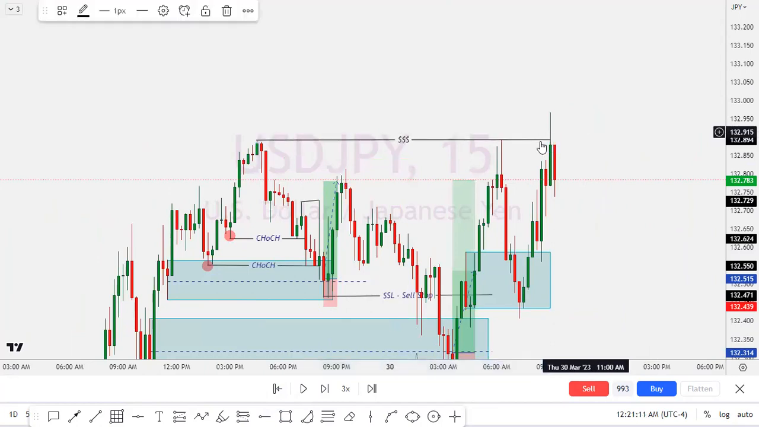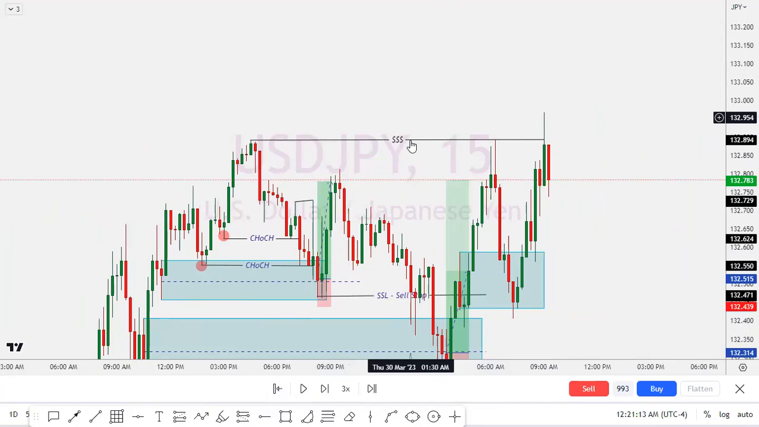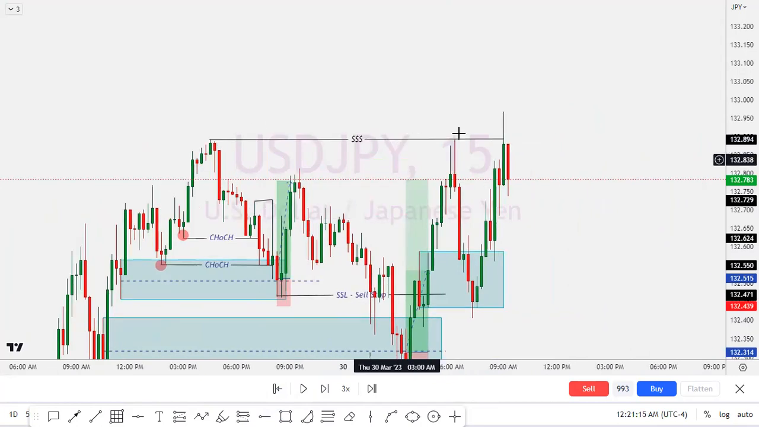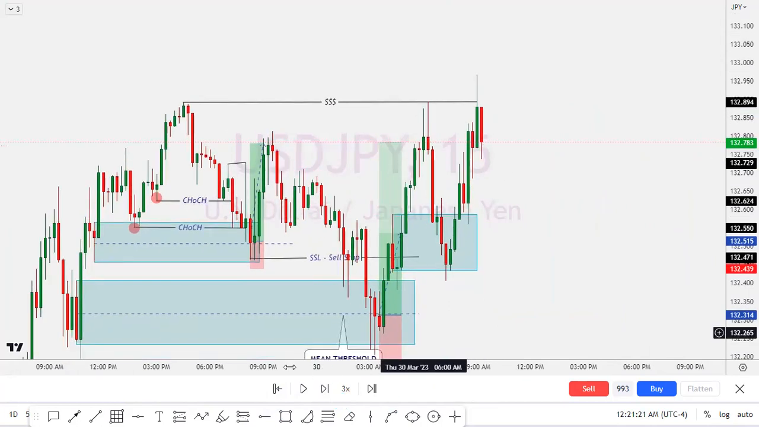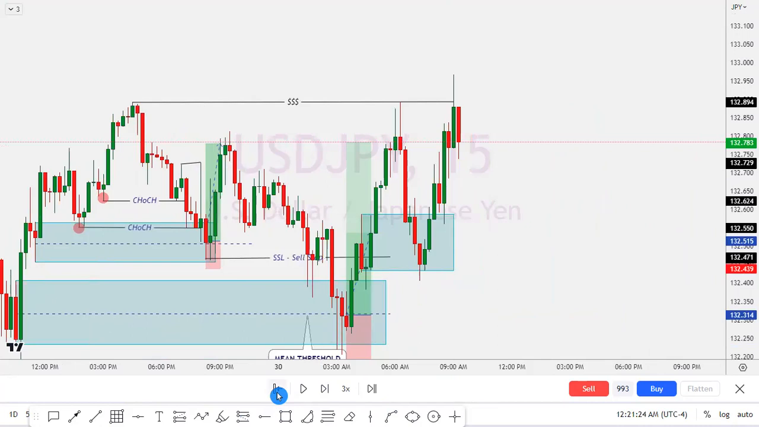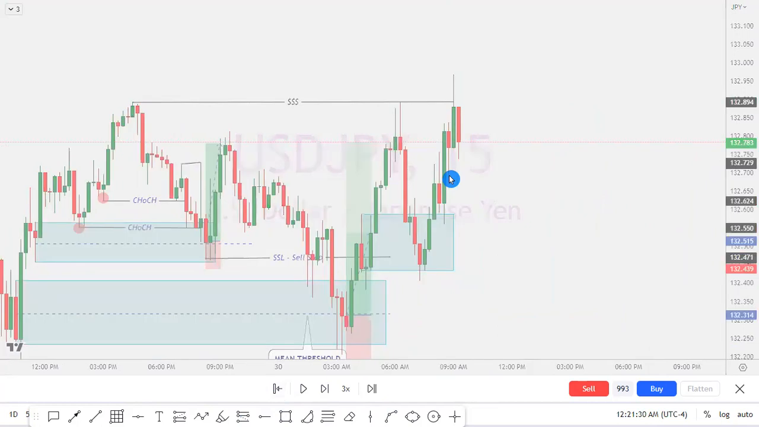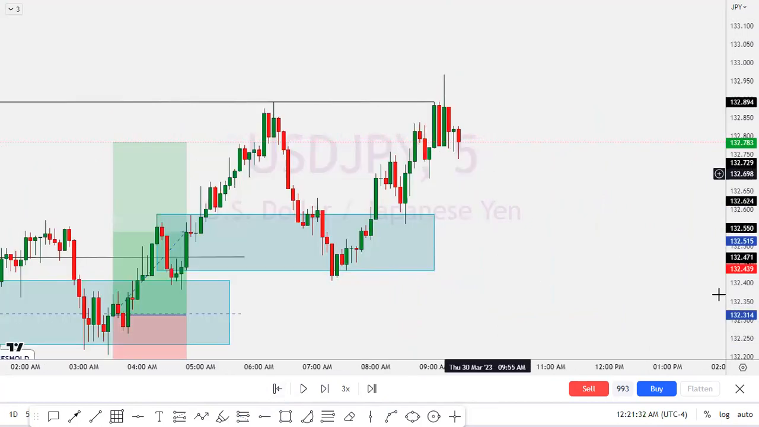So this wick rejection was actually there to take liquidity, to find the stop losses of the early sellers, the retail traders, before we can actually sell, okay? So now what am I actually going to look for? I'm going to look for the market, check this low point, okay? So let me go to 5 minutes now. Okay, this is 5 minutes, okay?